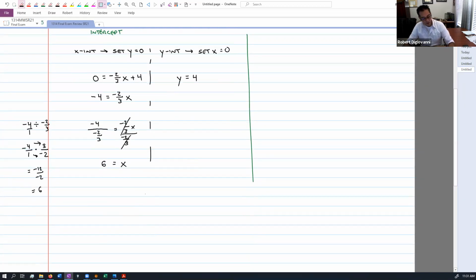So now we can sketch this. We have an X-intercept of 6, so I go out to 6 and I put a dot here. I have a Y-intercept of 4, so I go up 4 and I put a dot there. And then I connect those two with a straight line. Any questions on that method?